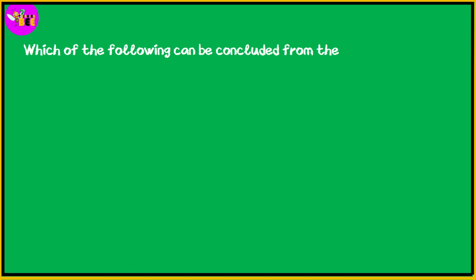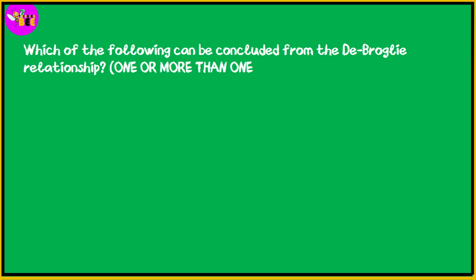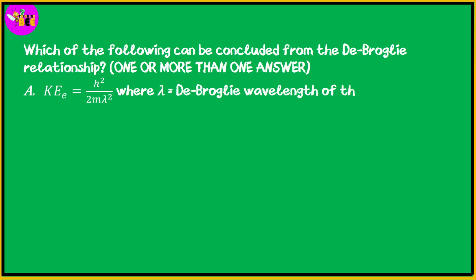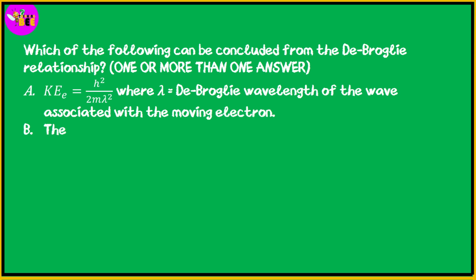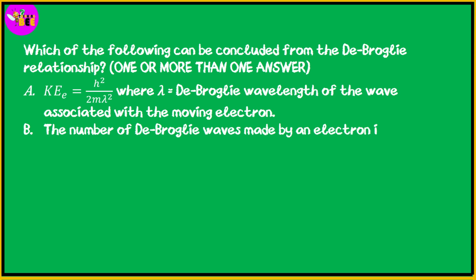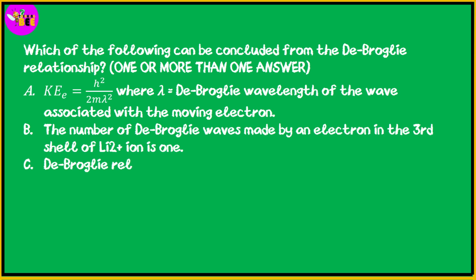Now, moving on to the next question on chemistry. Which of the following can be concluded from the de Broglie relationship? It has one or more than one answer. A. The kinetic energy is given by h square by 2 m lambda square, where lambda is the de Broglie wavelength of the wave associated with the moving electron. Option B. The number of de Broglie waves made by an electron in the third shell of Li2+ ion is 1. C.